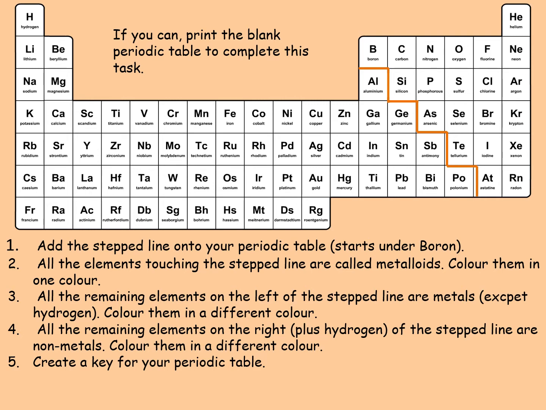Following on from that, the elements on the left of the step line, all of these over here, these are metals, excluding hydrogen, top left. That is a non-metal. The rest of the elements to the left and the middle of the periodic table are metals. So there are far more metals than there are non-metals. Non-metals are found on the right of the periodic table, as well as hydrogen, and they'll need to be in a third color. So color in and create a key with the different colors for your blank periodic table. Pause the video to do this now.